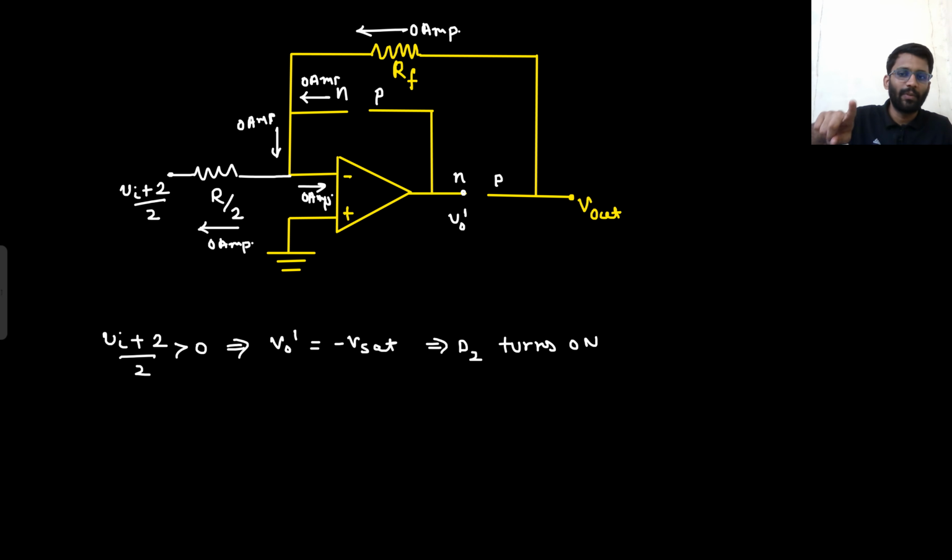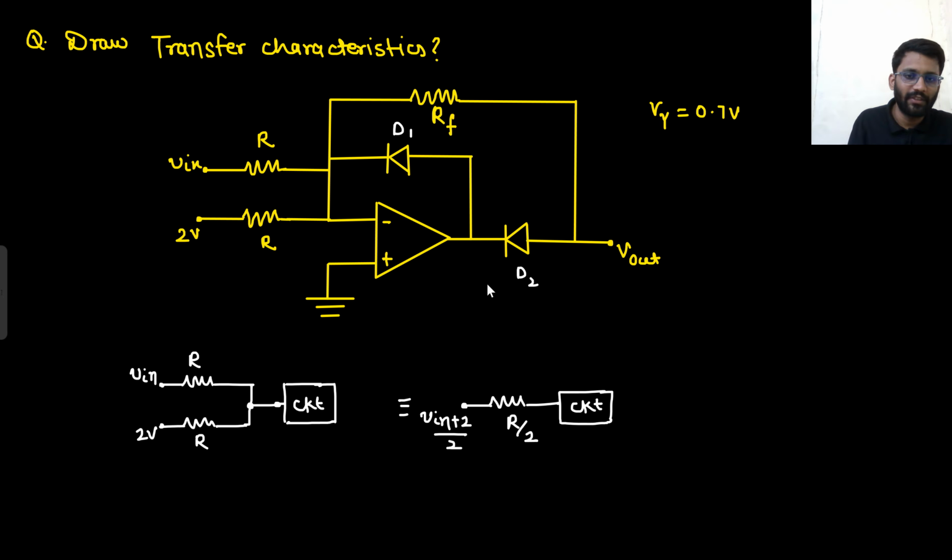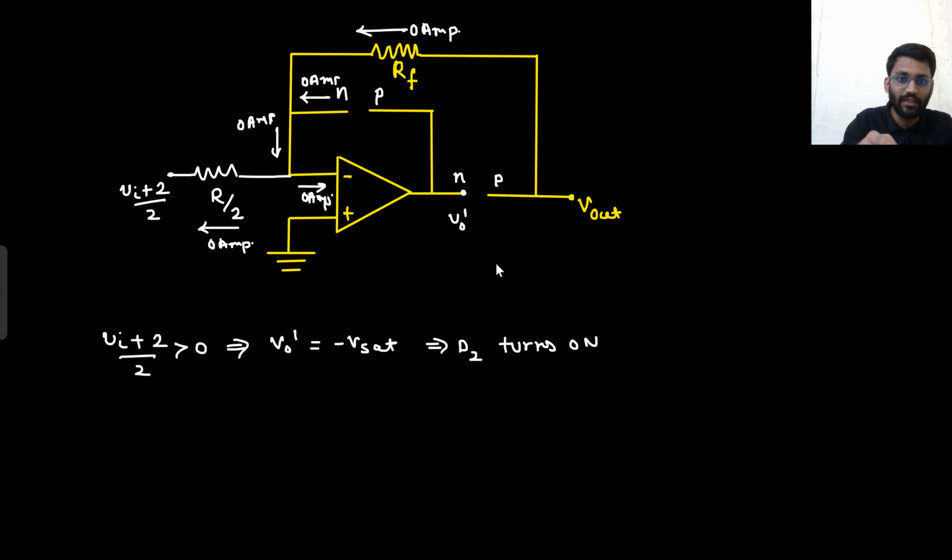So that means if V in plus 2 by 2 is greater than 0, then my output will be minus V set. And if it is minus V set, then this diode will turn on. That's it. This is what you need to think, and this diode will be turning on. This is the only thing you need to think. That's it. Nothing else. Okay. So this diode is turning on. If this diode is turning on, D2 turns on and D1 is off. D1 is off. Then how will your circuit look like?